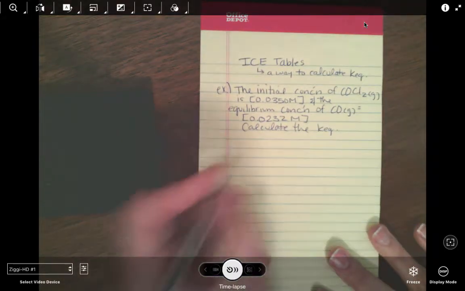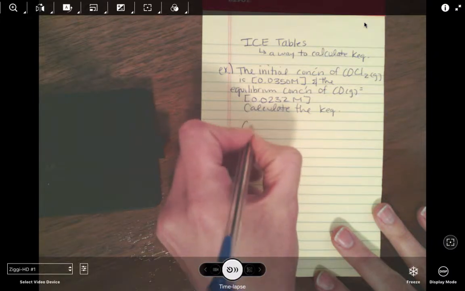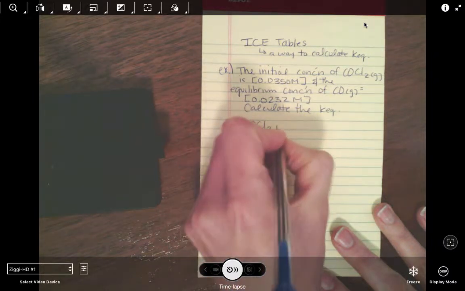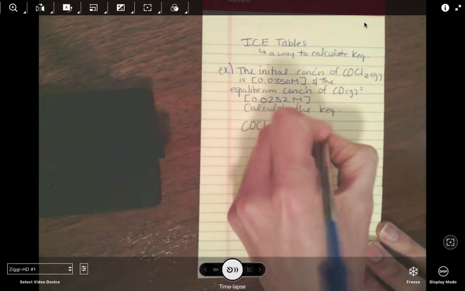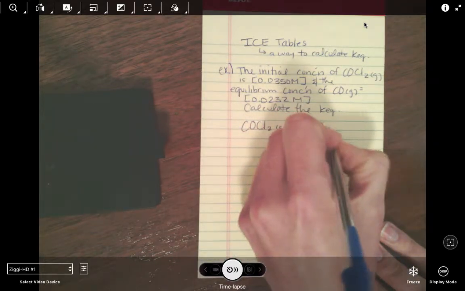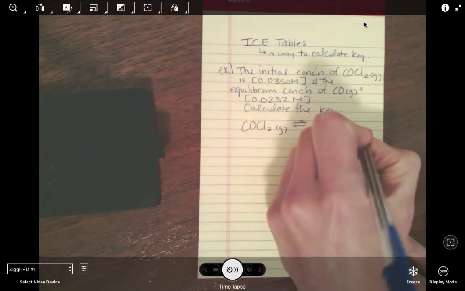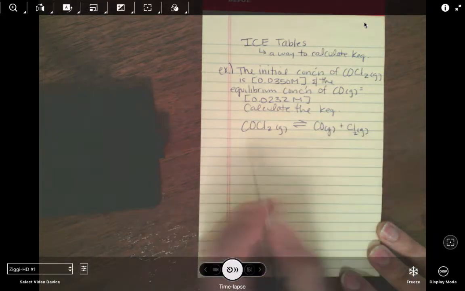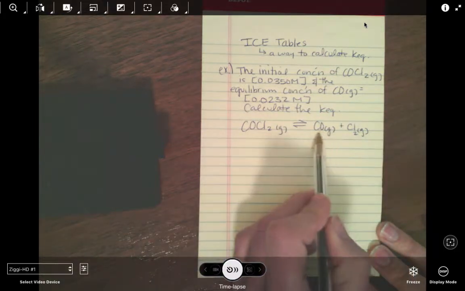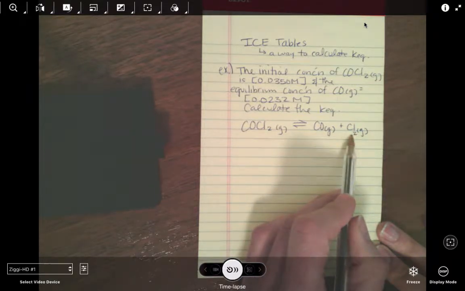So the first thing we need is a balanced chemical equation. So this is a decomposition reaction where this compound, this reactant, breaks apart into two products, carbon monoxide gas and chlorine gas. So this is 1 mole decomposing into 1 mole of carbon monoxide gas and 1 mole of chlorine gas.